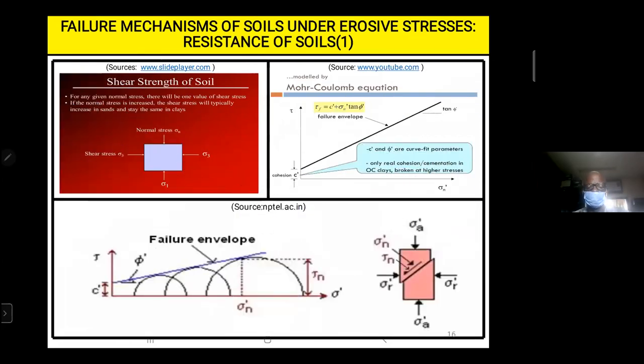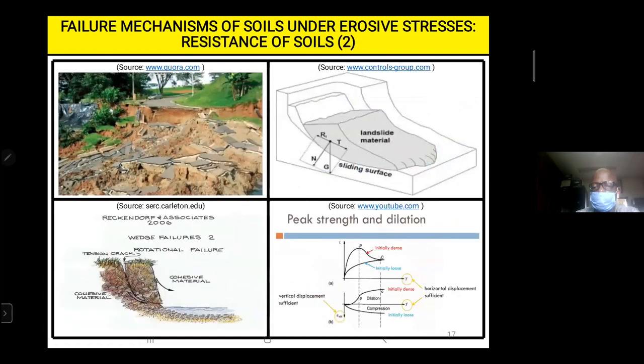Erosion is also a geotechnical process. And when we talk about geotechnical process, one of the biggest characteristics that we tend to look at with respect to geotechnical damage of facilities is that of shear strength of soil, the Mohr-Coulomb relationships. We know that for any given soil that has a normal stress imposed, there will be one value of shear stress. If the normal stress is increased, the shear stress will typically increase in sands and stay the same in clays. This has significant implications in the erosivity of soils. The Mohr-Coulomb envelope can be used to describe parameters. As I said, today I'm not going to get into the specific details of this, but measures that can be undertaken to control.